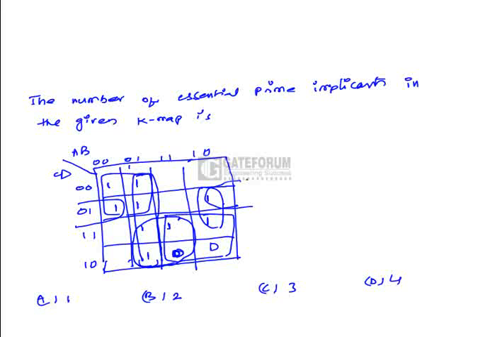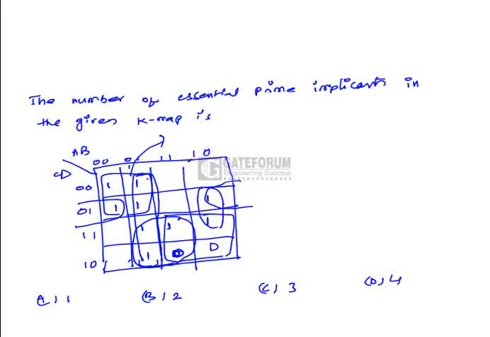In that we have to find the essential prime implicants. An essential prime implicant is nothing but a prime implicant which consists of at least one minterm which is not covered by any other prime implicant. So if we see this quad here, this one is exclusively covered by this prime implicant, not covered by any other prime implicant. So we can take this quad as an essential prime implicant.